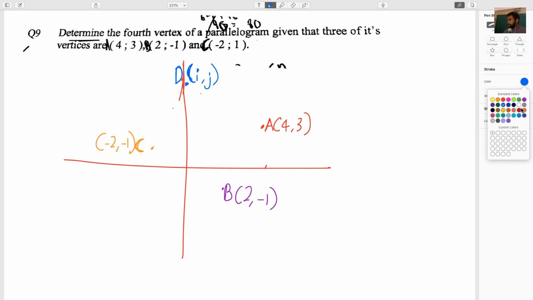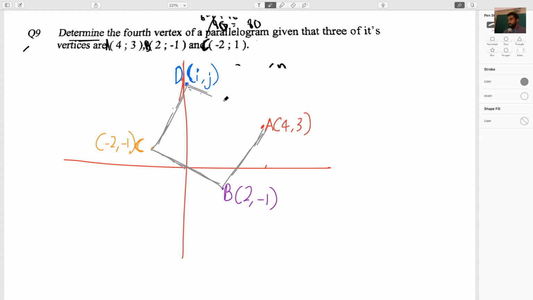Now, we're going to join up our points. Here we have AB, and then we have BC there, and then we have CD. Finally, we have AD or DA. Doesn't look quite like a parallelogram. No, I think it's good enough. So this is parallel to that, and these two are parallel to each other.